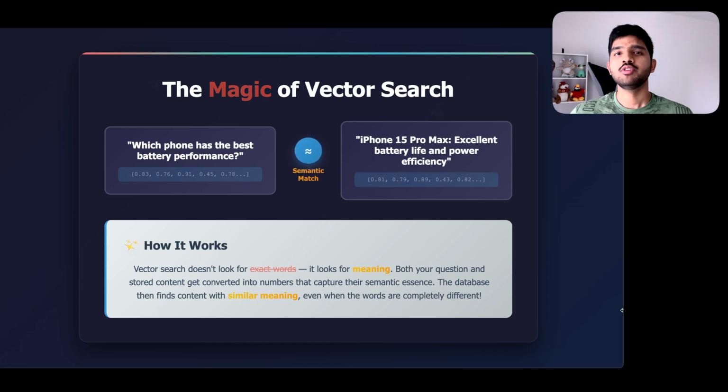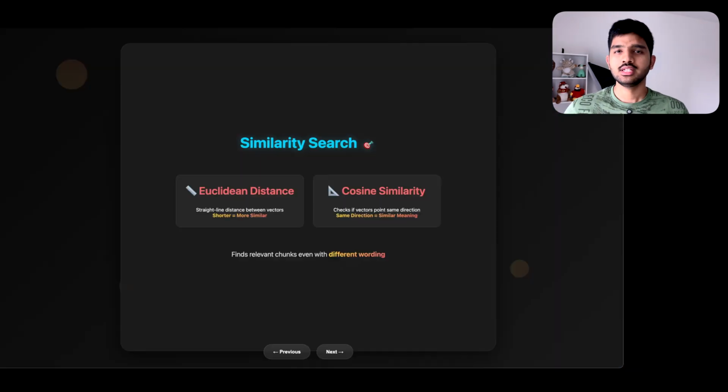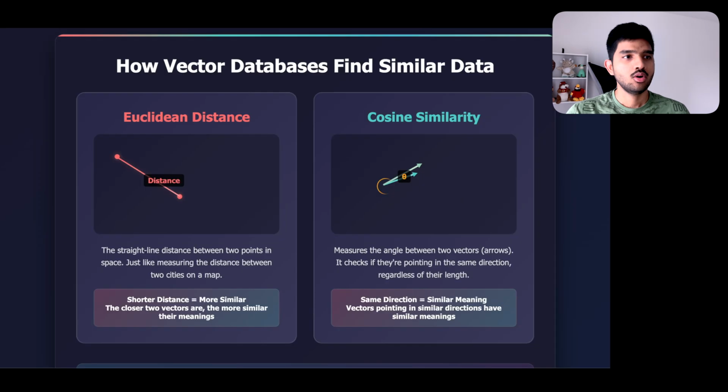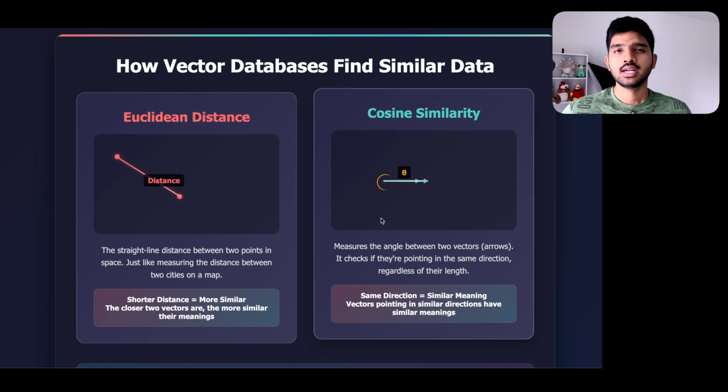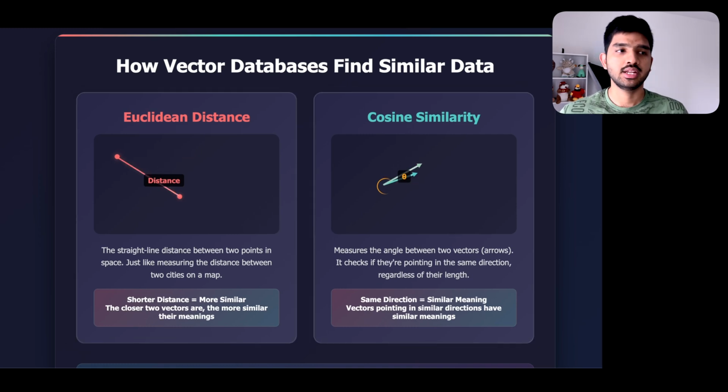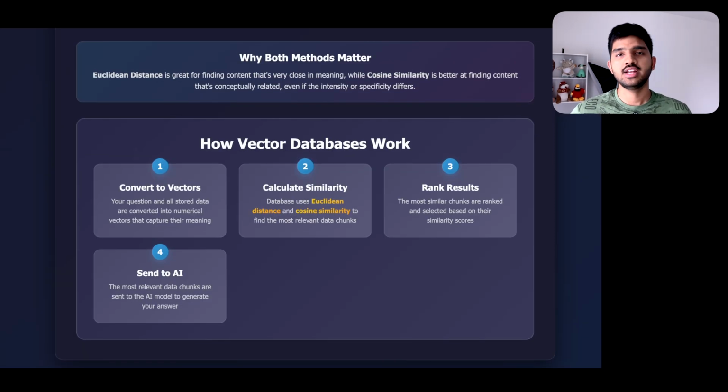Now, to check which vectors are close, we have two methods. This involves a little bit of math, but it's not scary and I will not dive deeper into that because even I was very bad at math. So let's keep it simple. The first method is Euclidean distance. It's just the straight line between two points. Shorter equals more similar. The second one is cosine similarity, which checks if two arrows are pointing in the same direction. Same direction equals similar meaning. Using these methods, the database finds the chunks of data that are most relevant and sends them to the AI to answer our questions. That's how vector databases work for us.